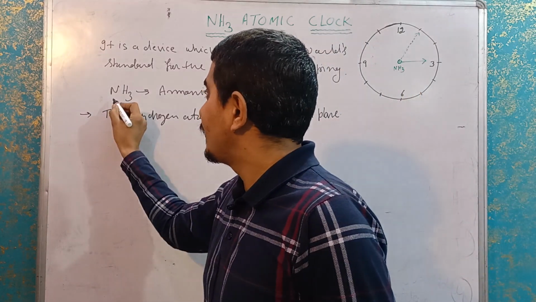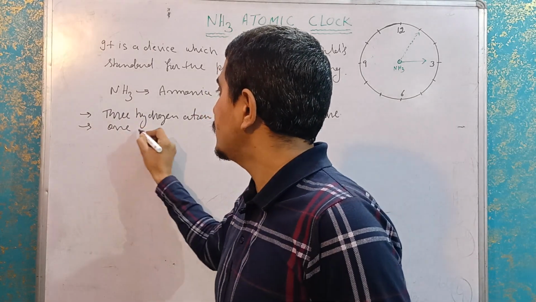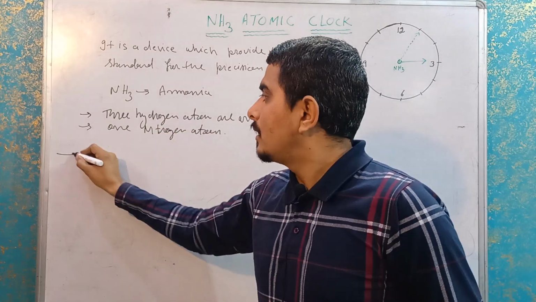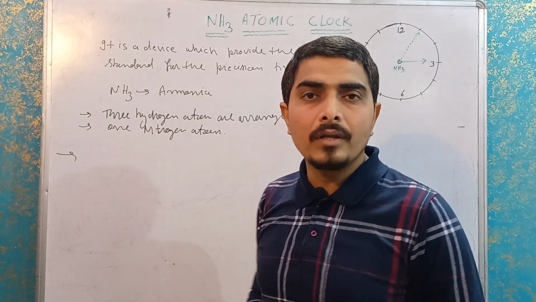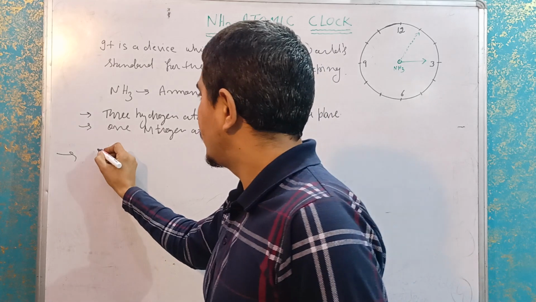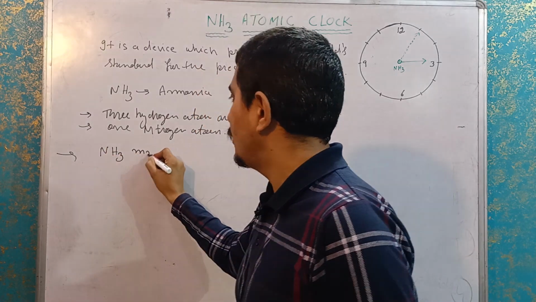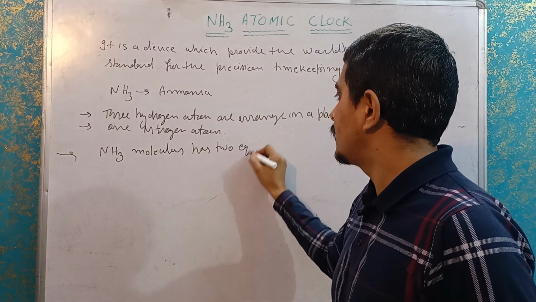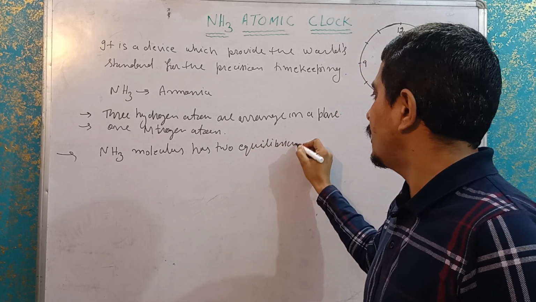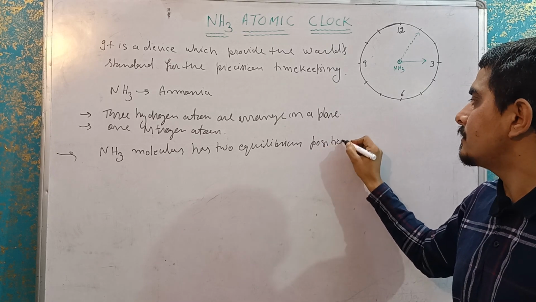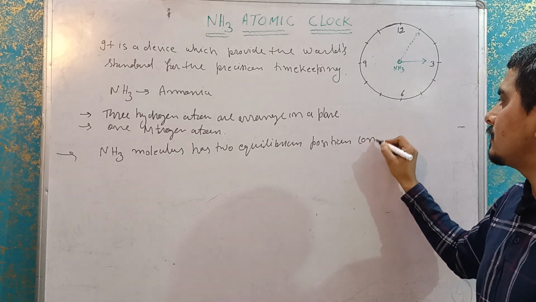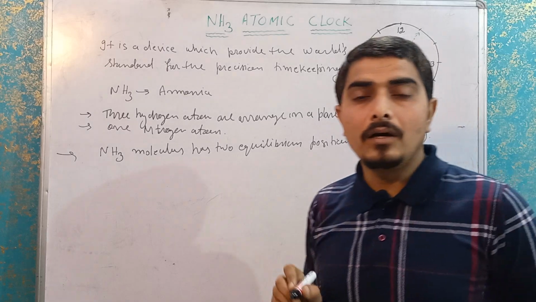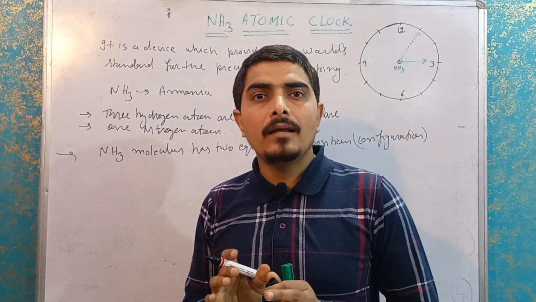Now there is one nitrogen atom. This NH3 molecule has two equilibrium positions, or we can say configurations. These hydrogen atoms are arranged in a plane.